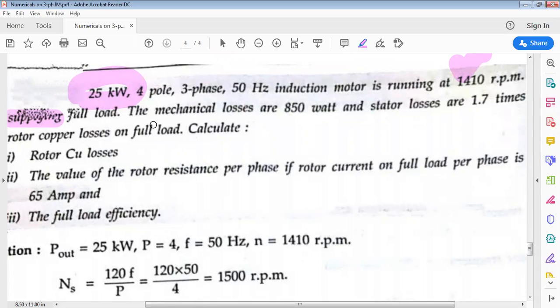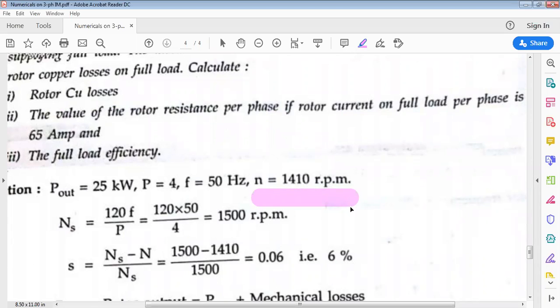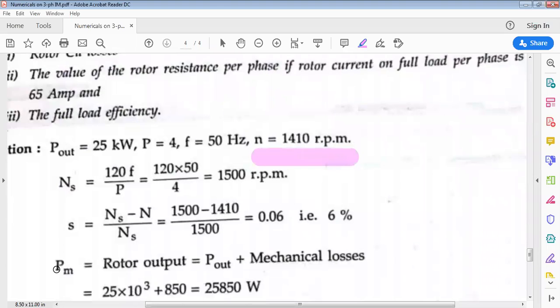Mechanical losses given 850 watt. Stator losses are 1.7 times rotor copper loss on full load. Calculate rotor copper loss, value of rotor resistance per phase if the rotor current on full load per phase is 65 ampere, and full load efficiency. Here NS, all of you can calculate: 120 F by P, 1500 RPM. Full load speed is given, 1410 RPM. Using that you can calculate slip.